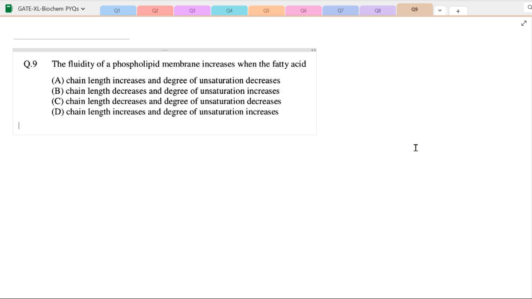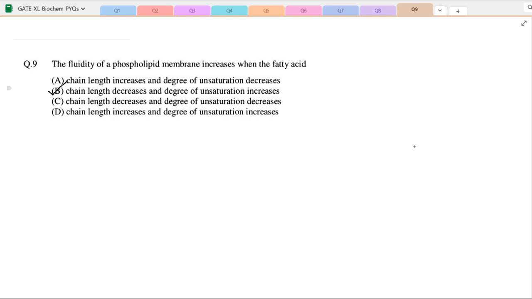The fluidity of a phospholipid membrane increases when? So here the fluidity increases when the chain length decreases and the degree of unsaturation increases. When the chain length decreases, the hydrophobicity is also low, and when the degree of unsaturation increases, the fluidity also increases, which means it's pretty easy to move. So that's how the fluidity of the phospholipid membrane increases.